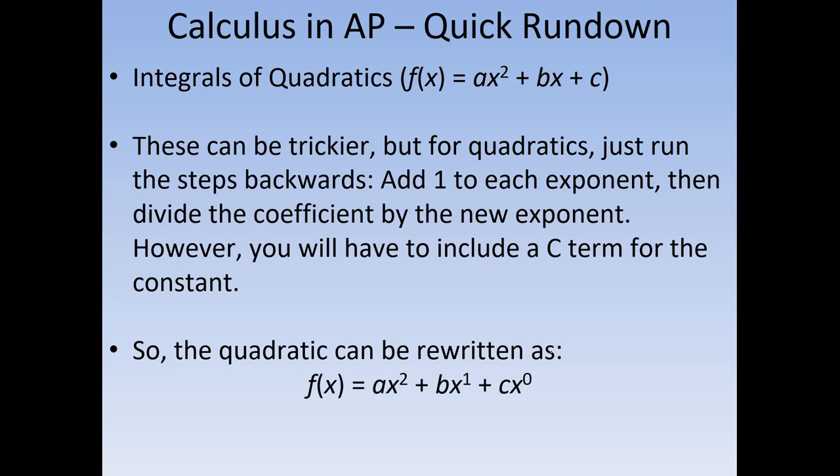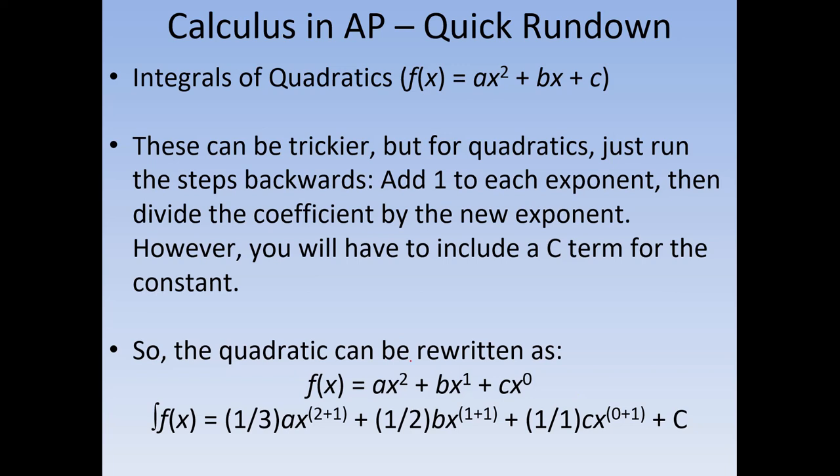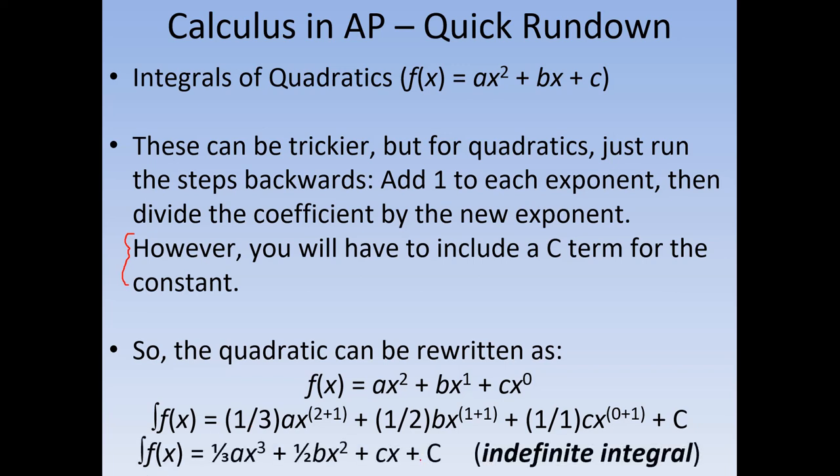So for this quadratic, starting off with this, again, including the zeros and whatever, I add 1 to this exponent, and that becomes 3. I divide the a by 3. I add 1 to this exponent to get 2. I divide b by 2. I add 1 to the exponent 0, and I get 1, so I divide c by 1. Then one thing that you might have to do is add in this constant term. I'll mention why in a second, but cleaning this up, we'd end up with 1/3 ax cubed plus 1/2 bx squared plus cx plus some constant term c.